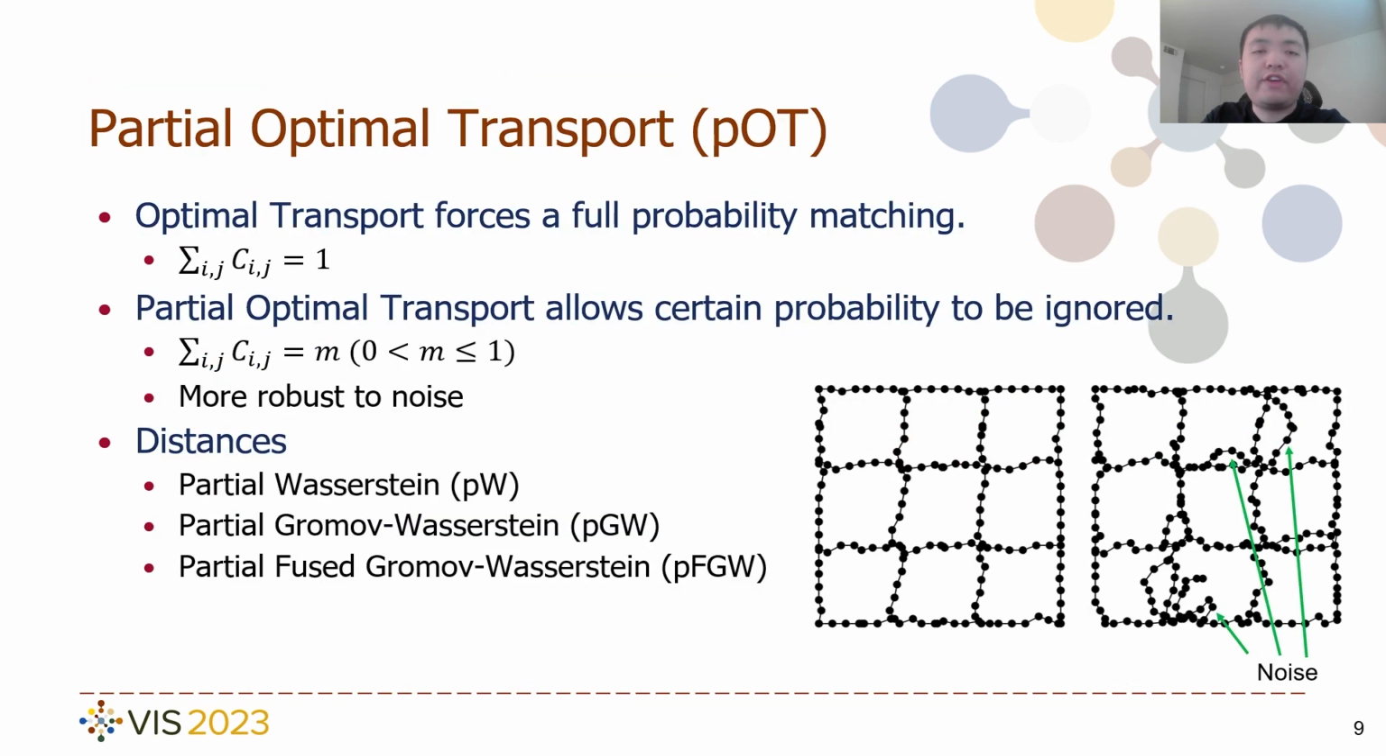Optimal transport has a variation that allows certain probability to be ignored in the matching, called partial optimal transport. For instance, in the bottom right example, distances using the optimal transport will have to match some node on the left to the noisy nodes on the right. Using partial optimal transport, noisy features can be ignored in the coupling, making the matching more reasonable and robust to noise. All previous distances have their variations using the partial optimal transport, namely the partial Wasserstein distance, the partial Gromov-Wasserstein distance, and the partial fused Gromov-Wasserstein distance.